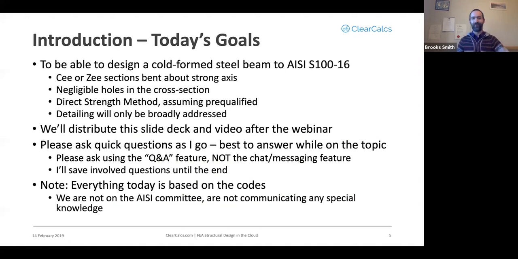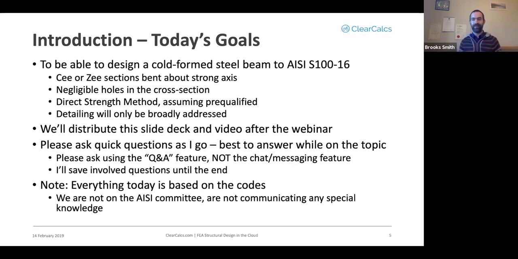So back to cold form steel. Today's goal here is to have you leave this webinar with the ability to design a cold form steel beam according to the most recent AISI S100.